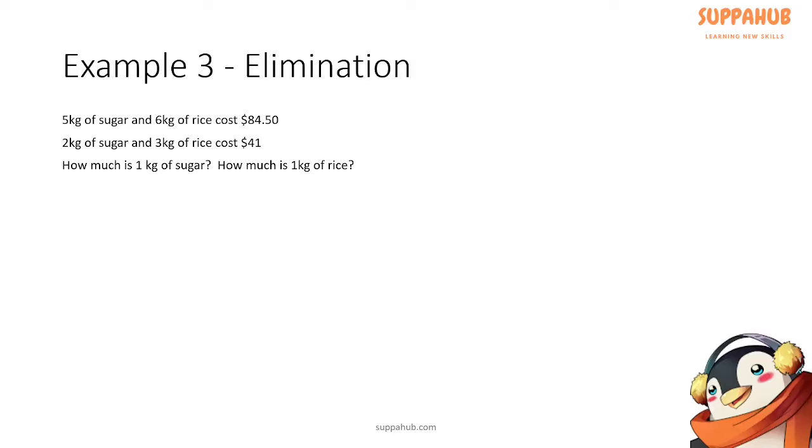Now let's go to example 3. 5 kg of sugar and 6 kg of rice costs $84.50. 2 kg of sugar and 3 kg of rice costs $41. How much is 1 kg of sugar and how much is 1 kg of rice? Again, you can pause the video to write the equations. Okay, so let's proceed. Solution.